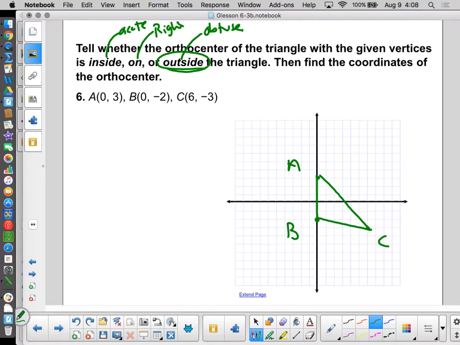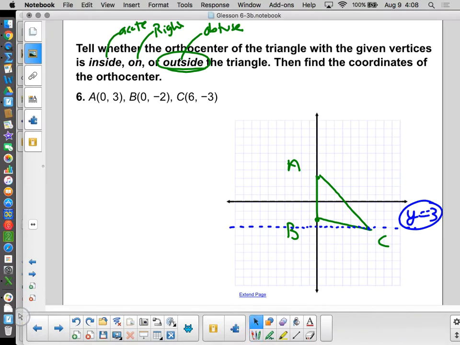Again, I need to find 2 of the altitudes. Now, a little tricky, but not too bad. Let's find the altitude from C, because this is a vertical side. So the altitude from C has to be horizontal. And the equation of that line is simply y equals -3. So that makes my life a little bit easier. Next, I need to find the equation of one of the other altitudes. The altitude from B to AC, or the altitude from A to BC. I'm going to find the altitude from B, so I'm going to use B as my point.